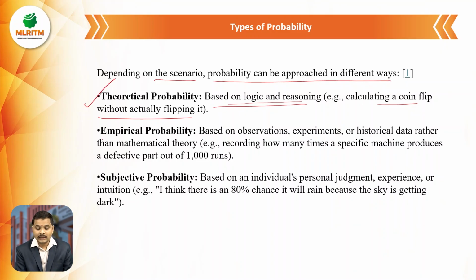And empirical probability is based on observations. Based on observation, it is not calculated, but by seeing only you have to tell about it. That will be nothing but empirical probability.